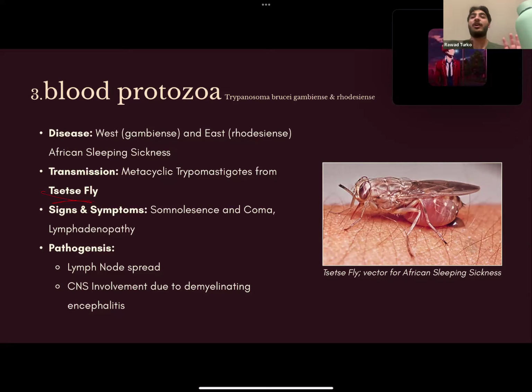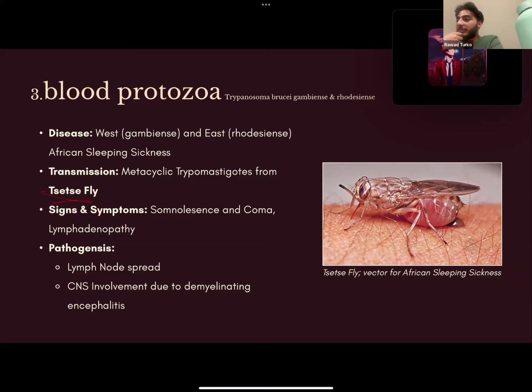This is important. This is why they call it the African sleeping sickness, and lymphadenopathy. Why does it cause lymphadenopathy? Once you're infected with these trypomastigotes, they go into your lymphatic drainage and move up into your brain, and then they cause CNS symptoms, and most severely, they make you fall into a coma. So the pathogenesis is through lymph node spread, and CNS involvement due to demyelinating encephalitis.